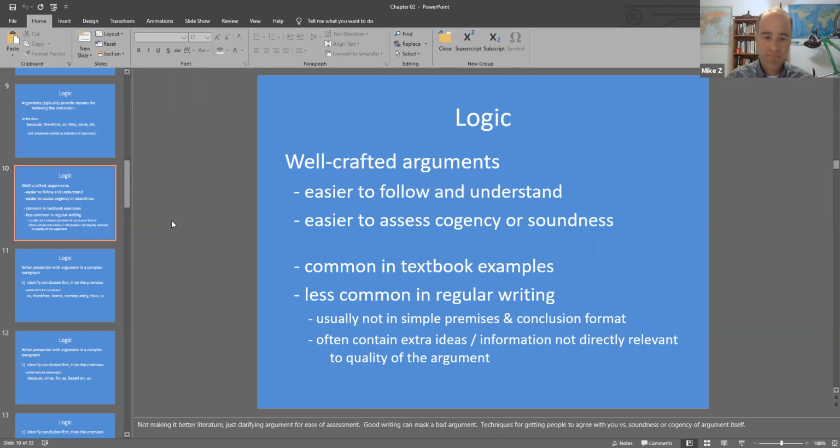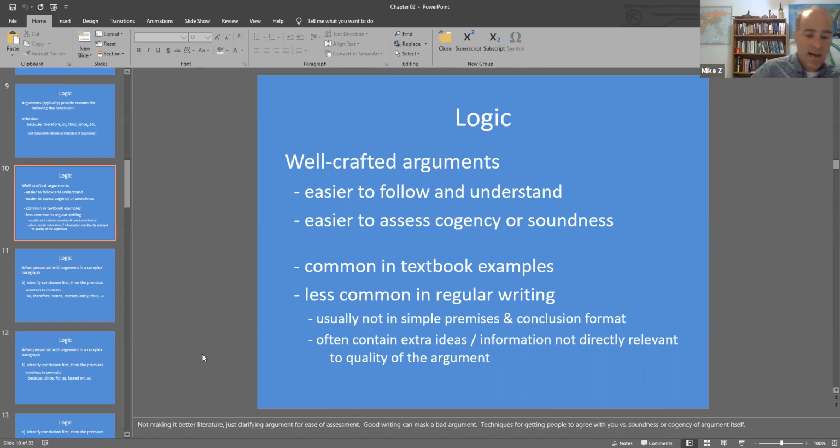Okay. So when we're converting a block of text into a well-crafted argument, we're not necessarily making it better literature, right? In fact, we might be making it worse in terms of literature, in terms of whether people are going to enjoy reading this or not. But that's not the goal. The goal isn't to make it good literature, it's to make it clear arguments.